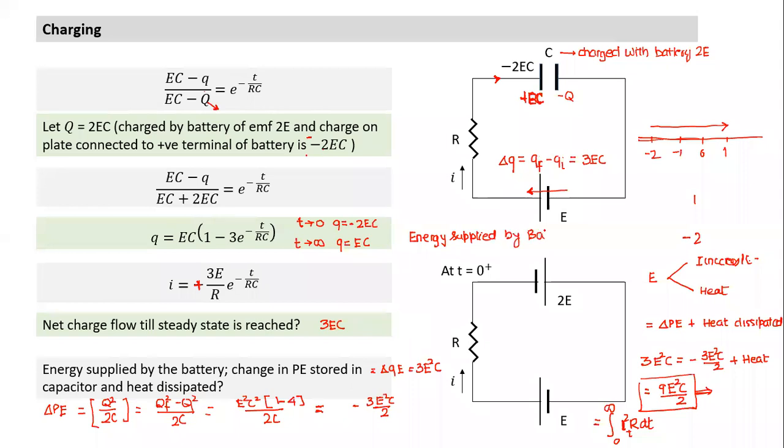Each one can be positive or negative. Energy supplied by the battery is equal to delta PE plus heat. Out of 3 terms, 2 of them can be positive or negative. 1 term cannot be negative.